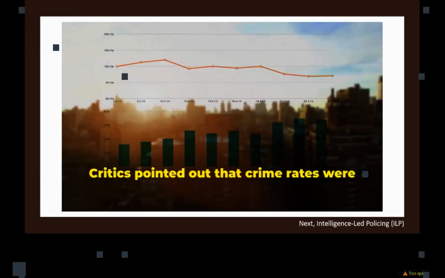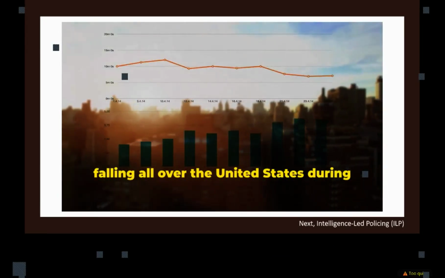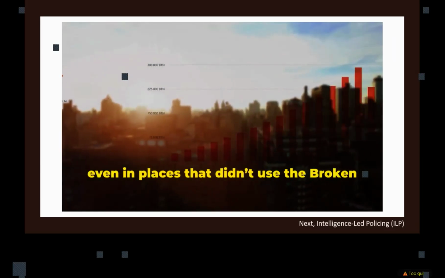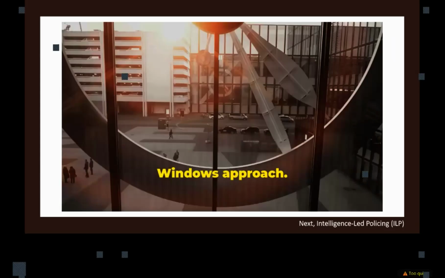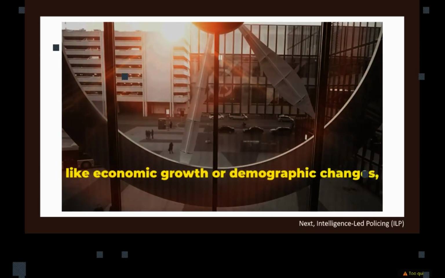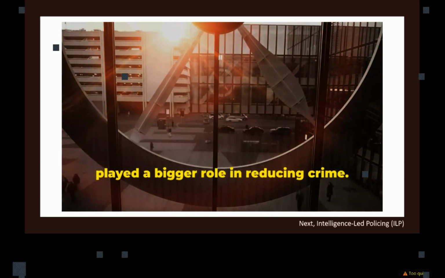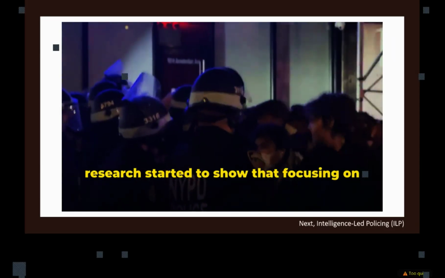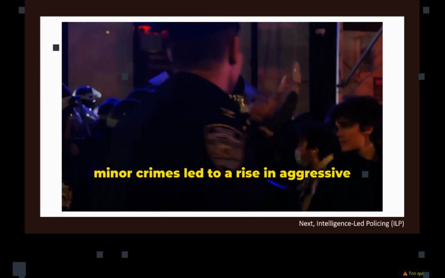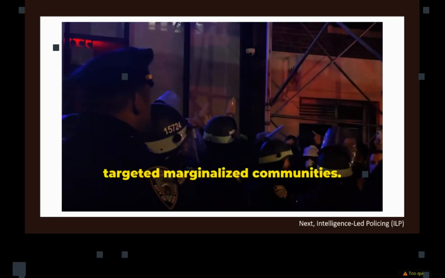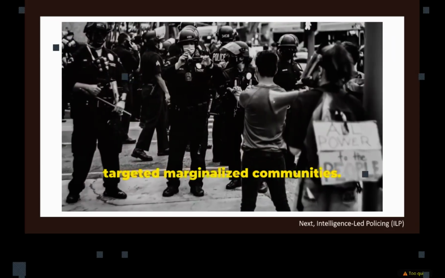Critics pointed out that crime rates were falling all over the United States during the same period, even in places that didn't use the broken windows approach. Some argued that other factors like economic growth or demographic changes played a bigger role in reducing crime. Even more troubling, research started to show that focusing on minor crimes led to a rise in aggressive policing tactics that disproportionately targeted marginalized communities.